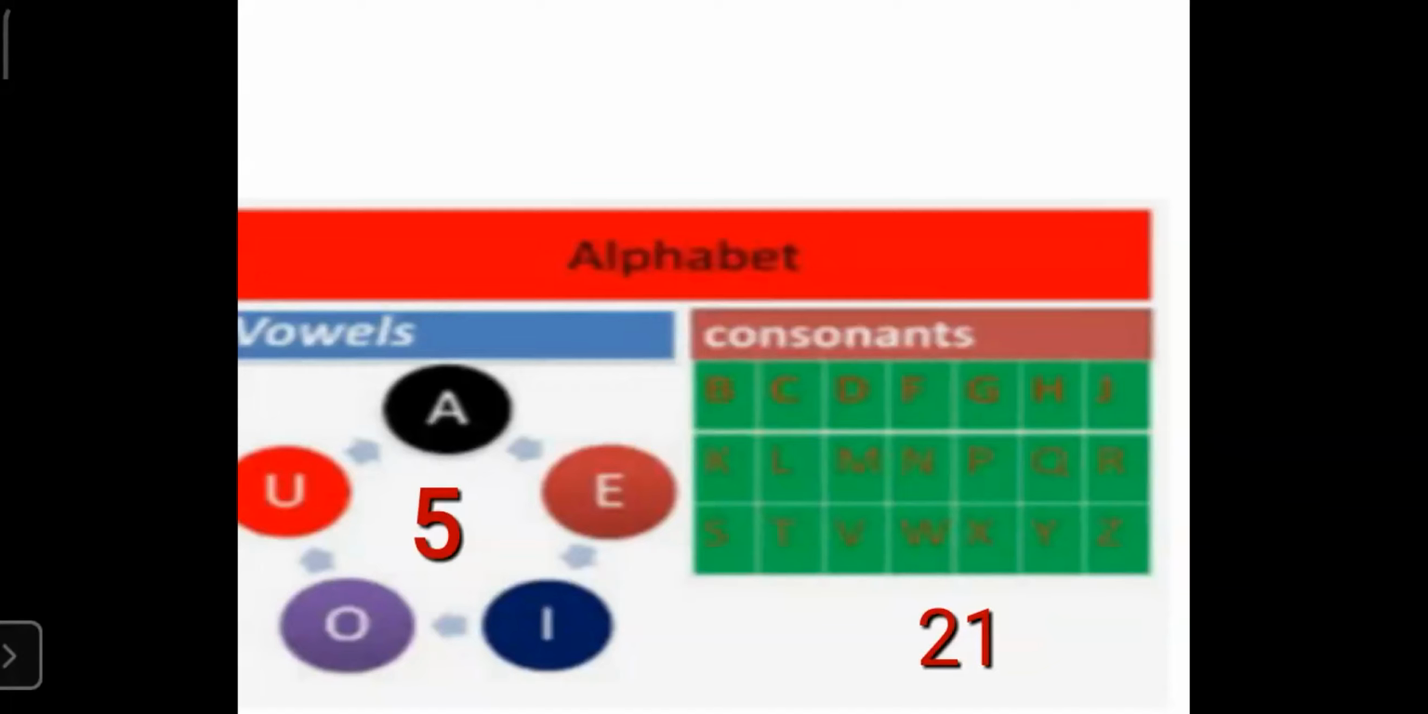What is the spelling of vowels, students? V-O-W-E-L-S, vowels. Consonants, C-O-N-S-O-N-A-N-T-S, consonants. Each vowel has a different sound.